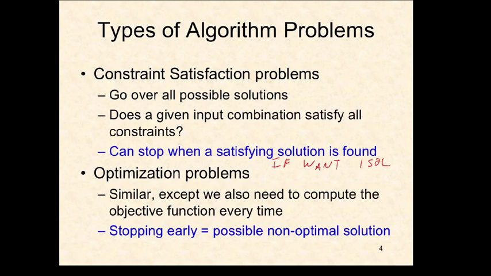When we have an optimization problem, though, there's two things that are going to be different. One is that we have to see how we meet that measurement that we're trying to optimize, and we have to understand that if we do stop early here, we might have a valid but not optimal solution because we don't know it's the best there is until we've tried every possibility.